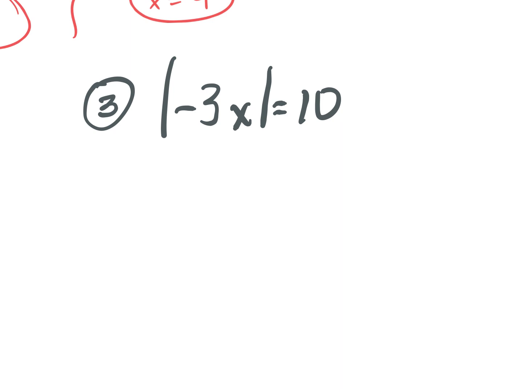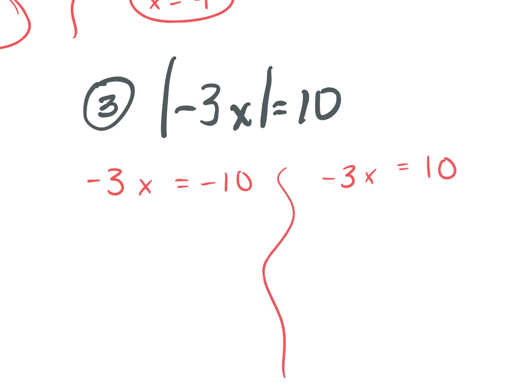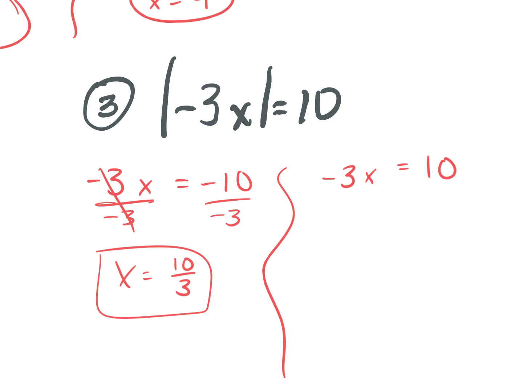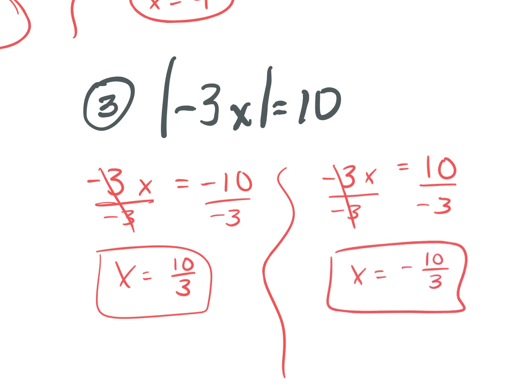Let's look at 3. My absolute value is already all by itself, so now I can just split it up into 2 equations. I have -3x is equal to -10, and -3x is equal to positive 10. We just solve both of these. What would I do to solve for x? Divide by -3. So x is equal to, what's -10 divided by -3? 10 over 3. A negative divided by a negative turns positive, so that would be one of our answers. And then in the second one, we do the same thing. Divide by -3. So x is equal to -10 over 3. So that would be our other answer.